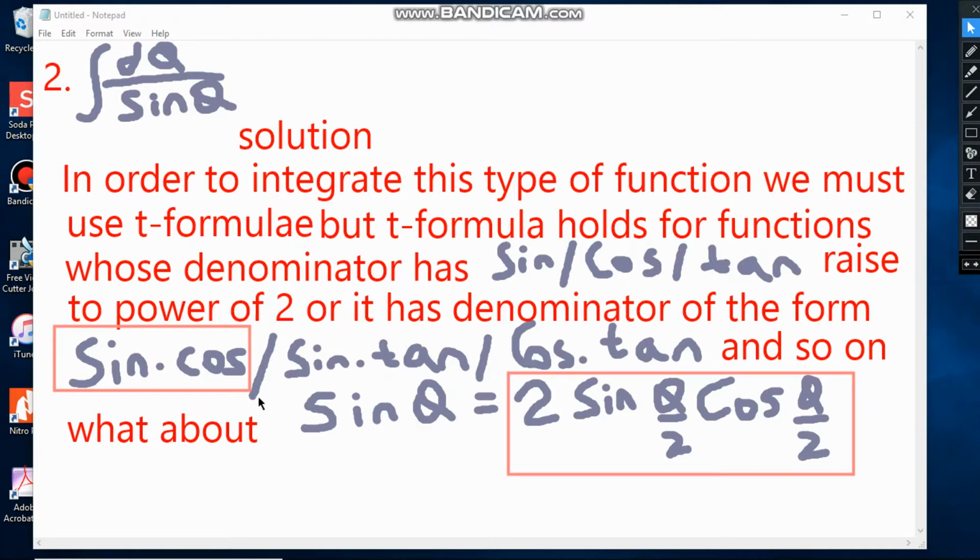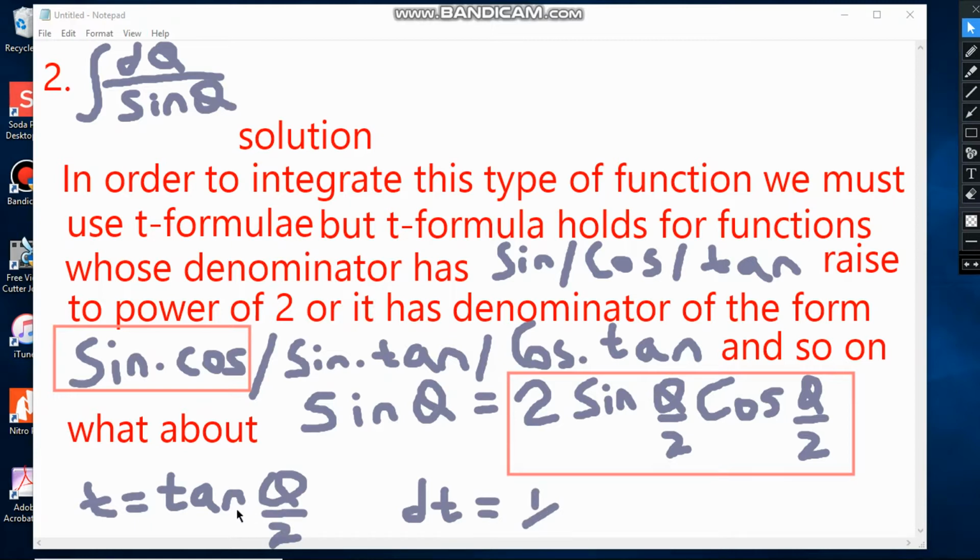So I let t be equal to tan of an angle under consideration, which is theta over 2. When I differentiate, dt is equal to half sec square of theta over 2 d theta.